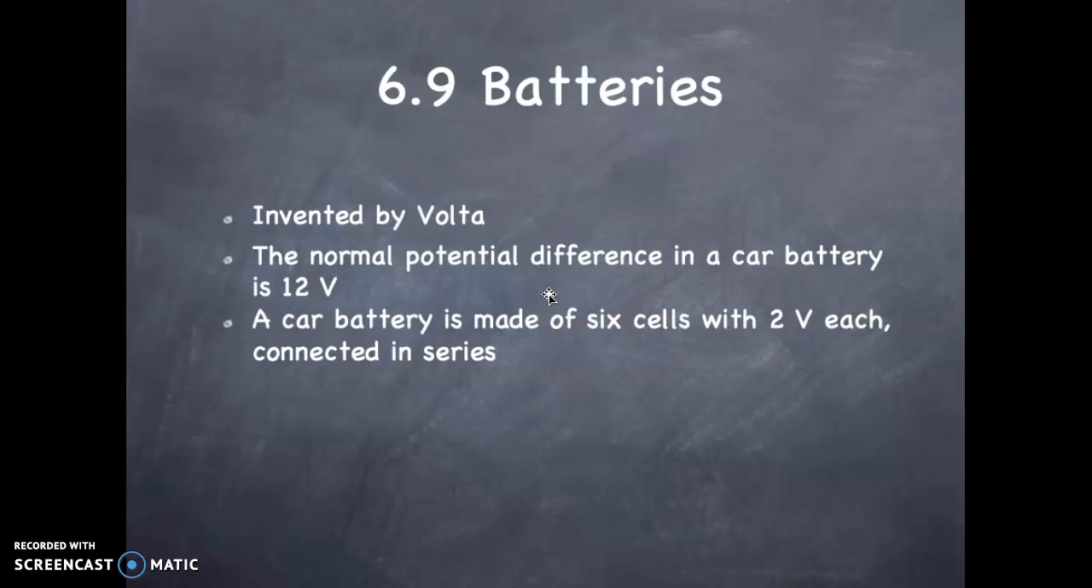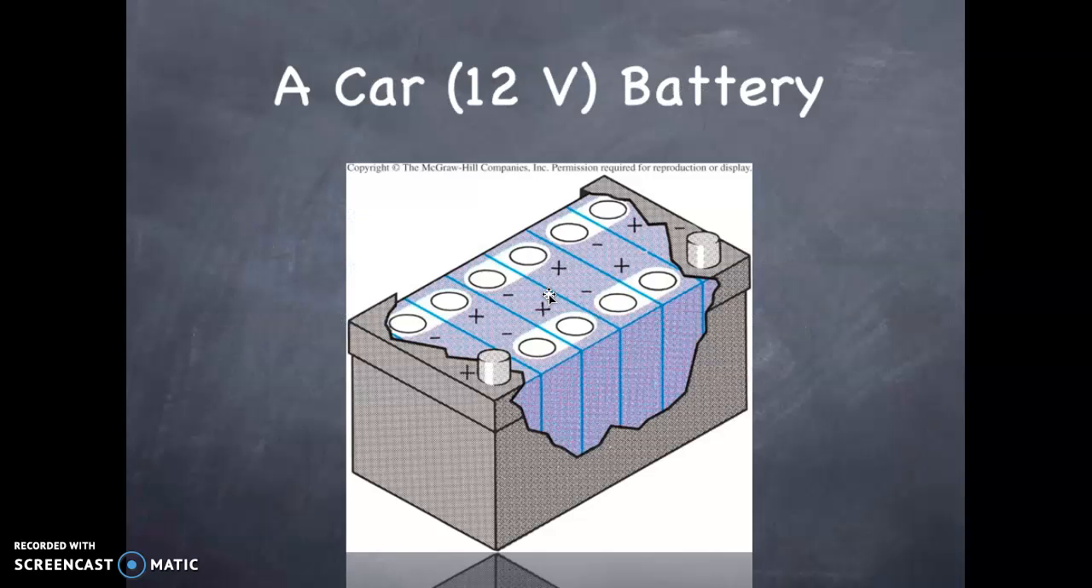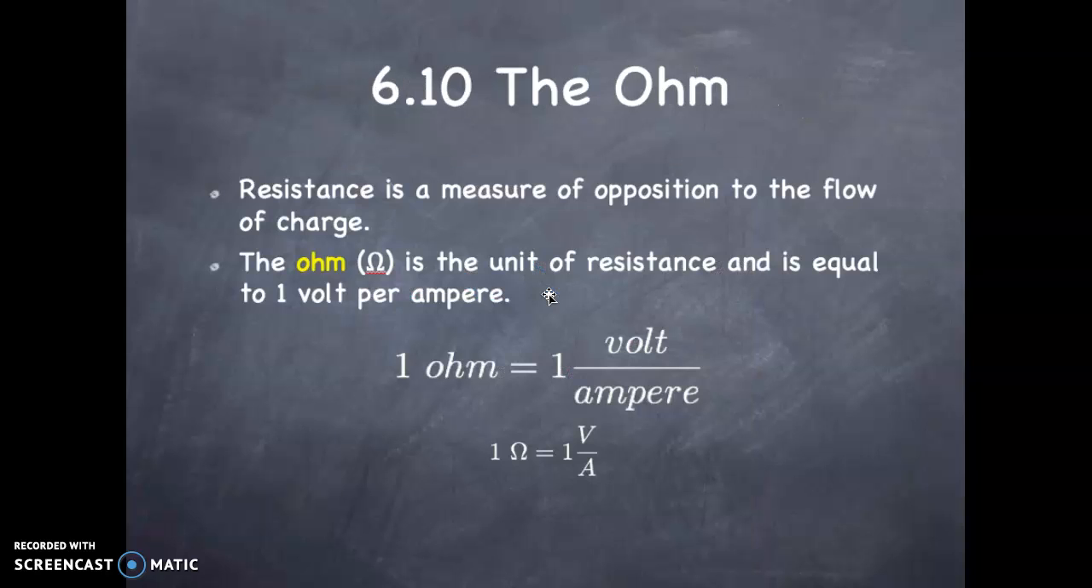Once again, the flow. A battery is a tremendous instrument, and the normal potential difference in a car battery is about 12 volts. A car battery is made of 6 cells with 2 volts each connected in series, as illustrated here.